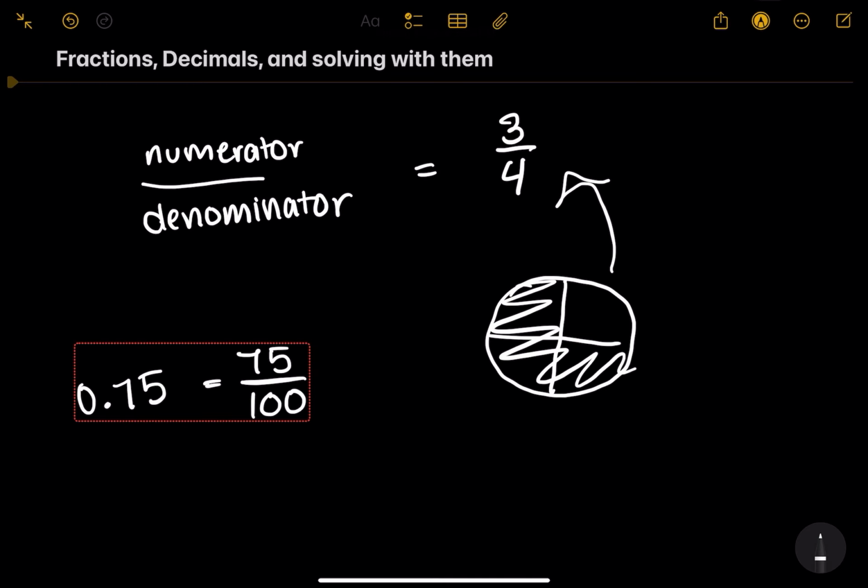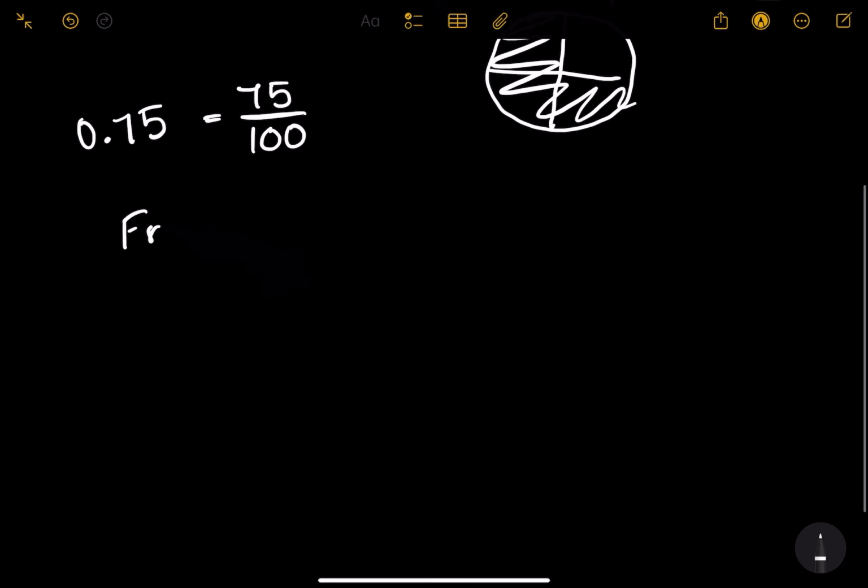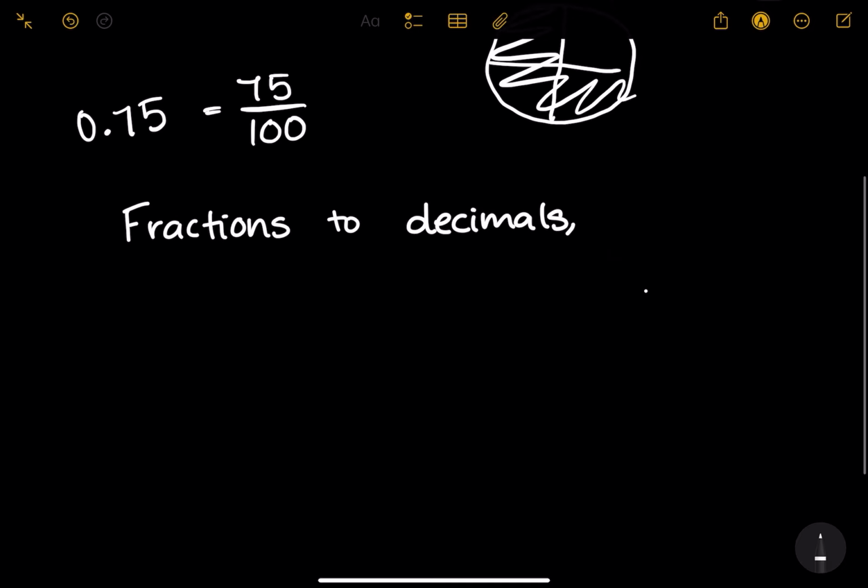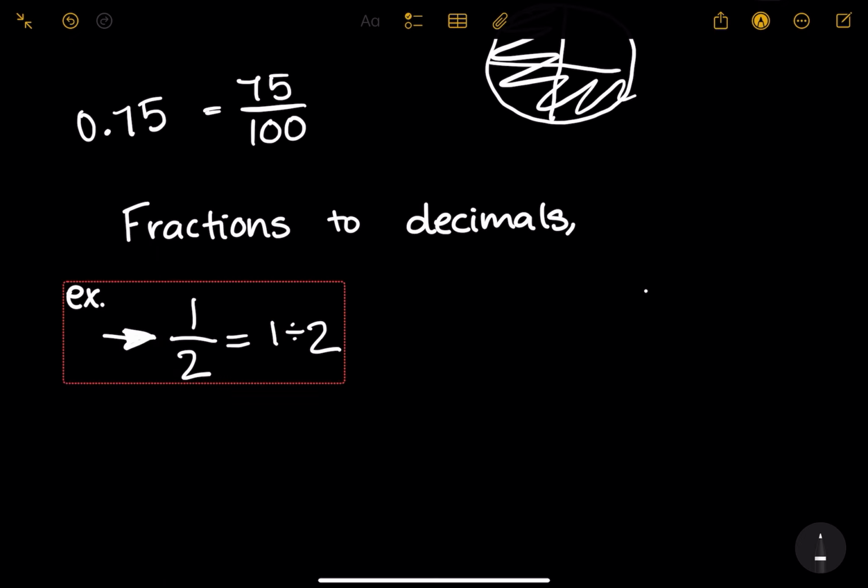So now we're going to talk about converting fractions to decimals. To convert fractions to decimals, we will divide the numerator by the denominator. For example, let's say we have 1/2. To convert that, we think of that as 1 divided by 2, because the line, this bar here, represents a division sign. So it's 1 divided by 2.